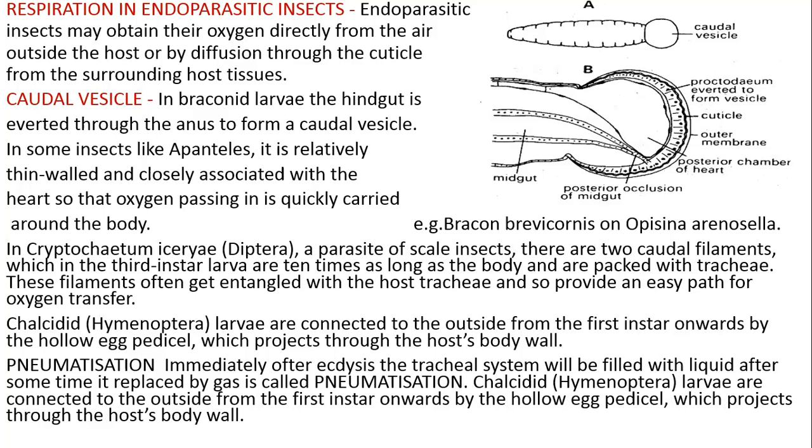Chalcidid Hymenoptera larvae are connected to the outside from the first instar onwards by the hollow egg pedicel, which projects through the host's body wall.